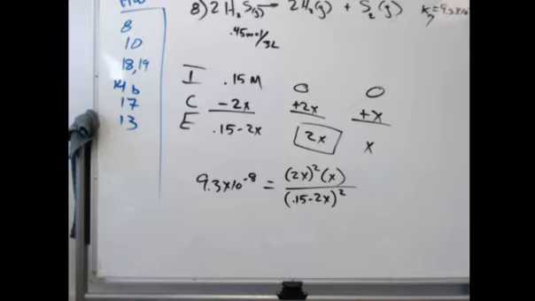Since the K is so small, are we allowed to assume that the 2x at the bottom is 0? Yes! Exactly. We are allowed to use the x as small approximation. Do you want us to do the calculation to make sure it's less than 5%? We'll do that afterwards.